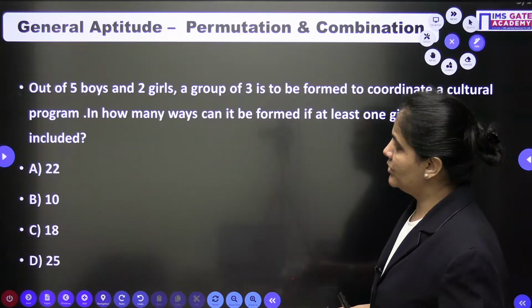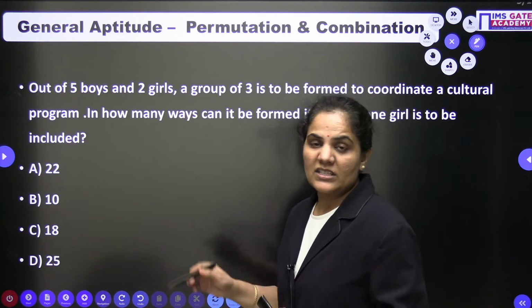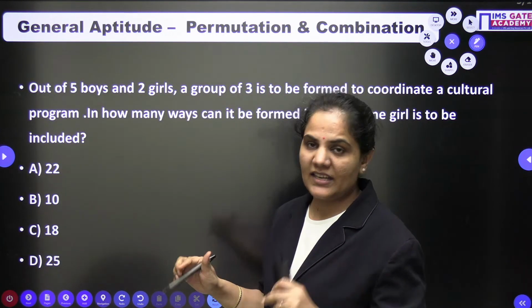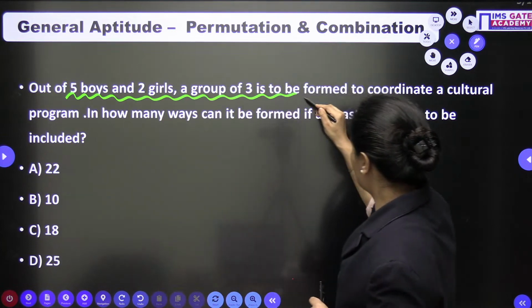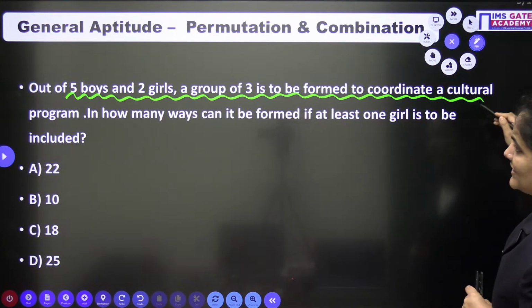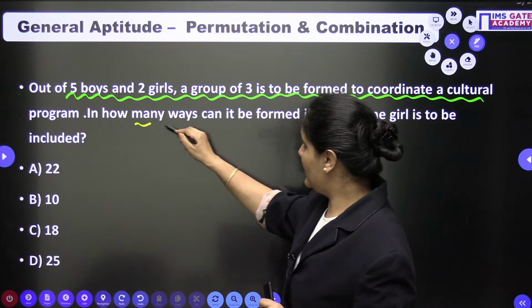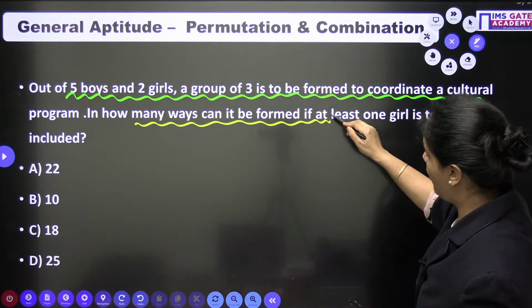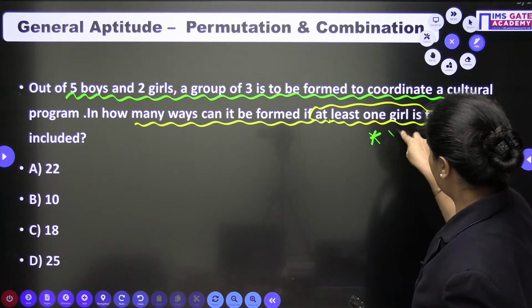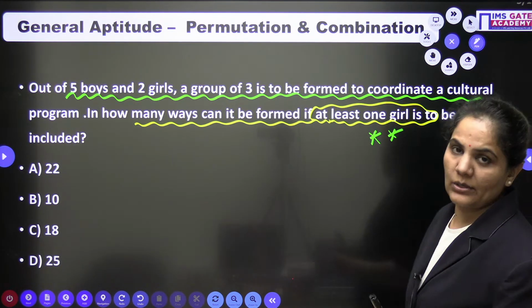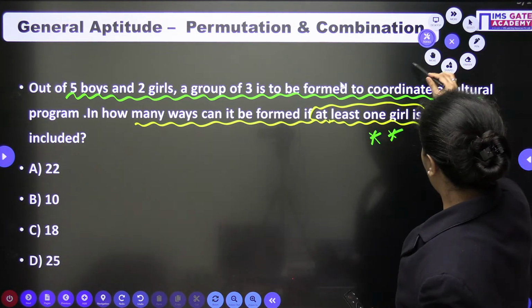Now let's come to the next one. This is a good question. A similar pattern of question has been asked in the GATE exam also. So out of 5 boys and 2 girls, a group of 3 is to be formed to coordinate a cultural program. In how many ways can it be formed if at least one girl, this is the condition, one girl is to be included. Alright, go for it.